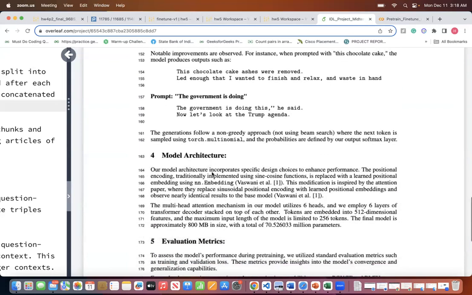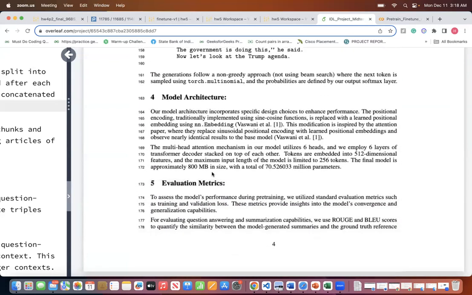Coming to the model architecture, it was not an exact copy of what was presented in Vaswani's paper. For example, for positional encoding, the paper uses a cosine and sine based mathematical concept to induce the positional encoding scheme.